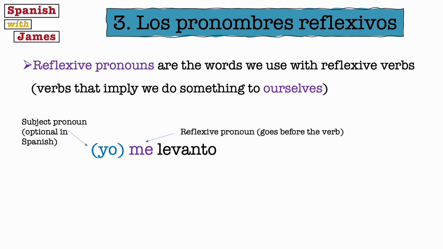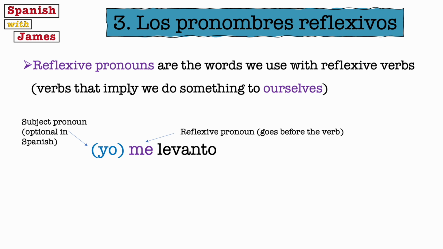But remember, the yo is optional. I can just drop that and say me levanto. Me levanto, I get myself up. The reflexive pronoun should go before the conjugated verb. It is different if it's an infinitive verb. Voy a levantarme, if I'm using an infinitive, I can put it at the end. I kind of tag it onto the end of the infinitive.